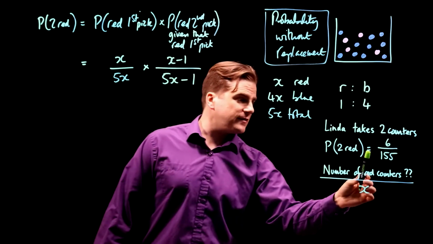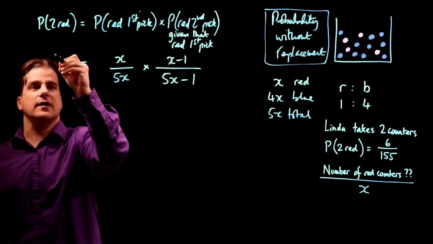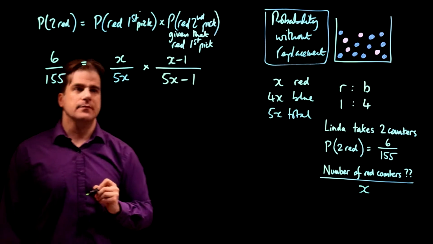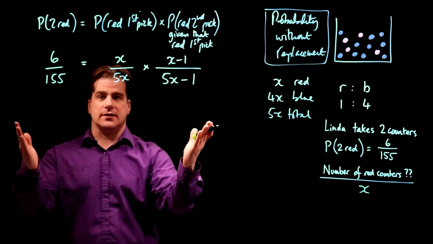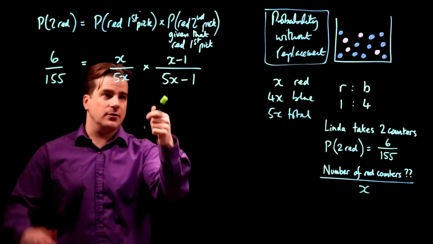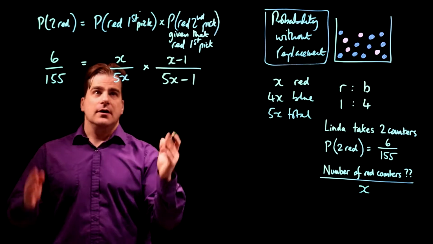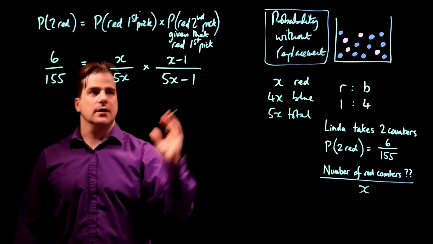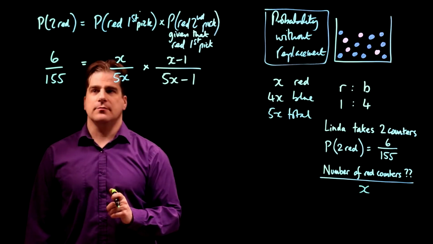And we're told that that is equal to 6 over 155. So let's put 6 over 155 there. And that's it. We've got our equation. We've won. Just a bit of algebra now and we find X. So that's how you do it. Okay? Right. Quickly, let's do the algebra.